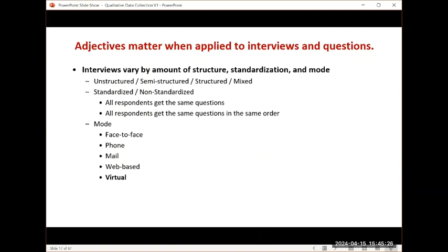The other piece, adjectives that we don't use a lot but that are really important, is the mode in which we are eliciting. All right, we can do face-to-face, we can do by phone, we can do by mail, we can do web-based, and we can now do virtual interviews, the new thing we've had for a while but that has come to the fore. And they all have advantages and disadvantages, right?